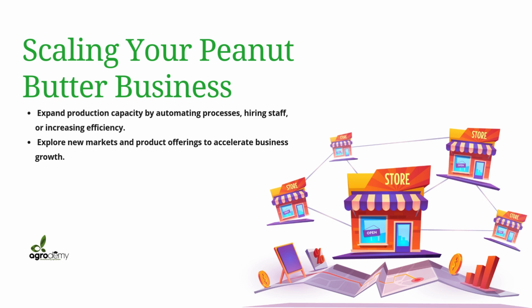So you have to expand your production capacity. You can expand your production capacity by automating your process, hiring staff, increasing efficiency. Obviously, this is based on increase in demand. And you also have to think about, if I started out in this state and I don't see the demand increasing, is there a particular place I can move my business to that can give me that demand that I am looking for? Remember to explore new markets and product offerings to accelerate your business growth.